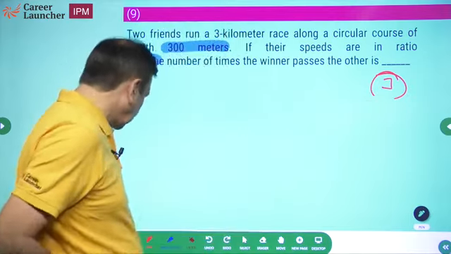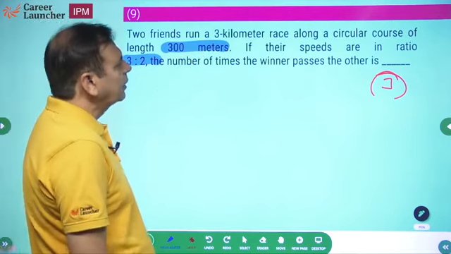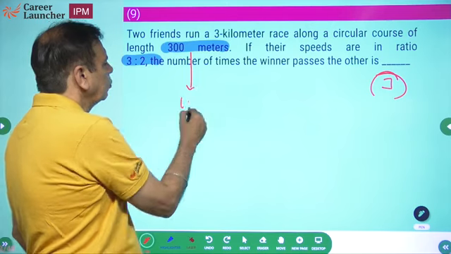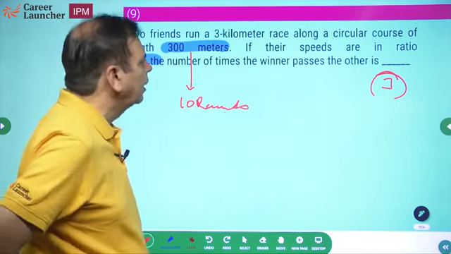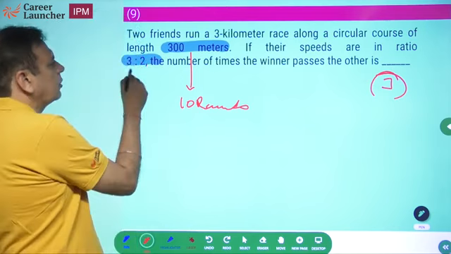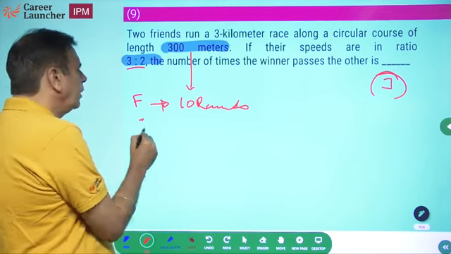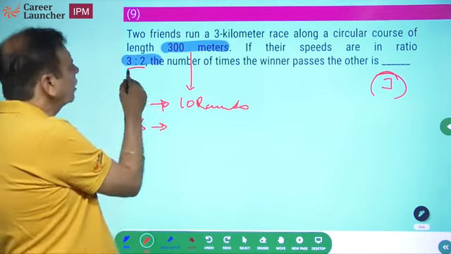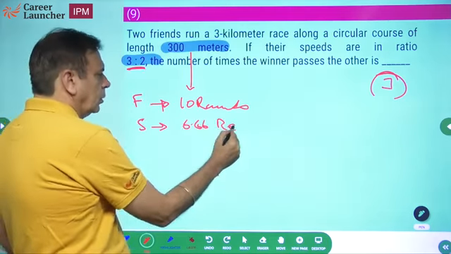Now please look at this particular question. A 3 kilometer race, a circular race of length 300 meters. That means 10 rounds. The person who runs 10 rounds will be the winner. Their speeds are in the ratio of 3:2. So if the faster person does 10 rounds, how many will the slower person do? The slower person will do 2/3 of 10 because his speed is 2/3, so 6.66 rounds.